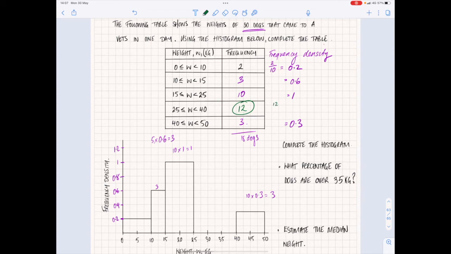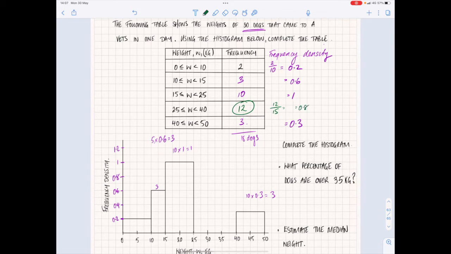And now I follow the process as normal. 12 divided by 15, this is because it's from 25 to 40. So 12 divided by 15. Obviously, if you've got a calculator, you could do 12 divided by 15 and get 0.8.